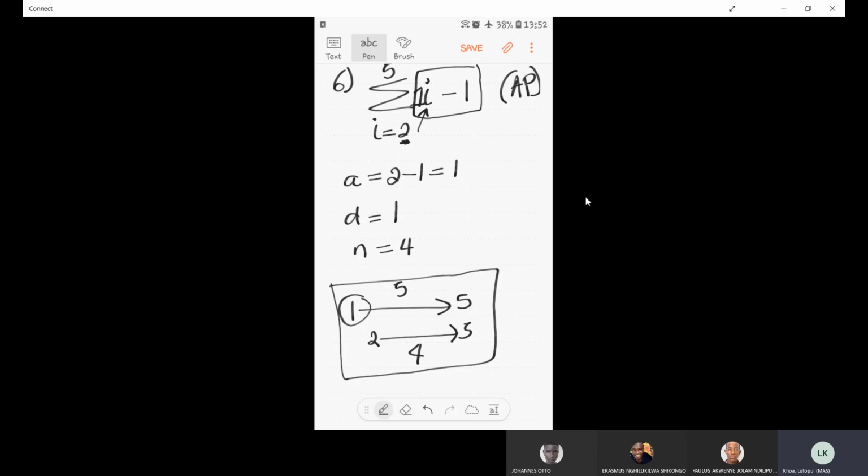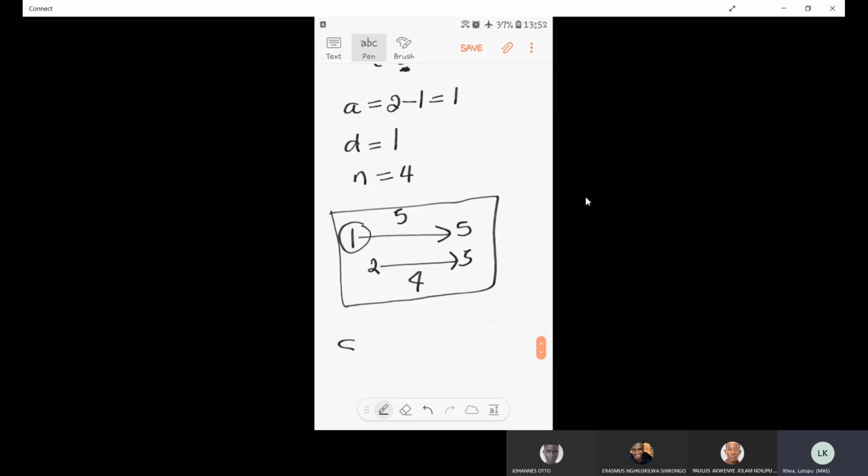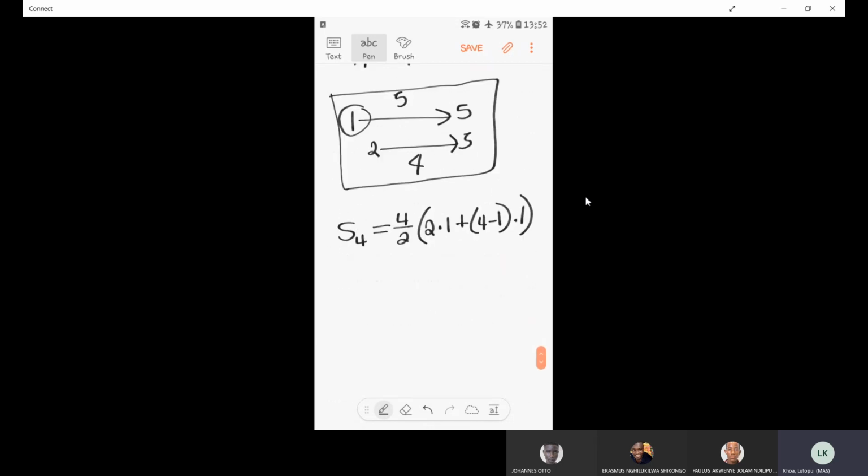Okay, so now I have everything I need. I have A, D, and N. I can work out the sum of the first 4 terms. This is N over 2, so this is 4 over 2. Then 2 times A, which is 2 times 1, plus N minus 1, which is 4 minus 1, multiplied by D, which is 1. Then again, you work it out on your calculator, and you should get 10, if I'm correct.